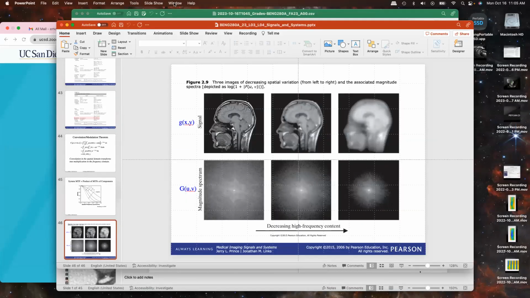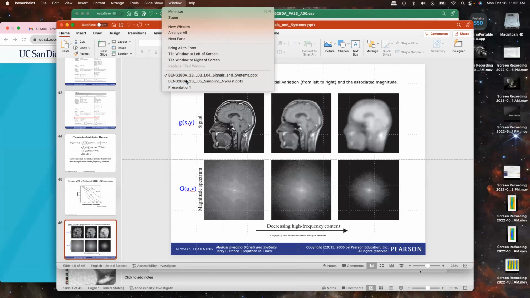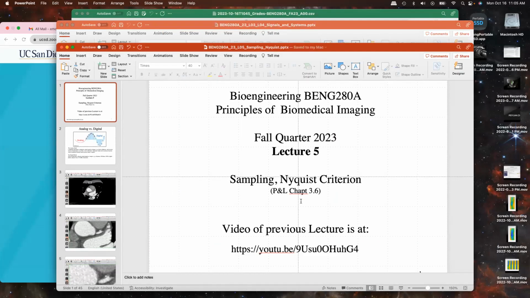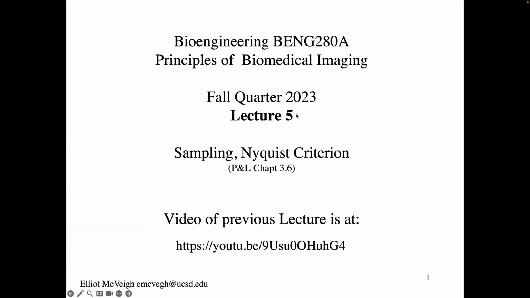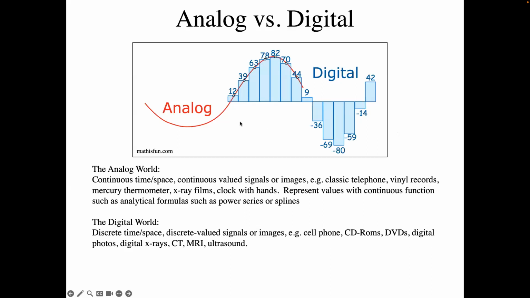Okay, so we're going to move to our next presentation, which is about sampling. We're going to look at how we sample continuous functions and what is the sampling rate that we must achieve in order to accurately sample a continuous function. That's called the Nyquist criterion.